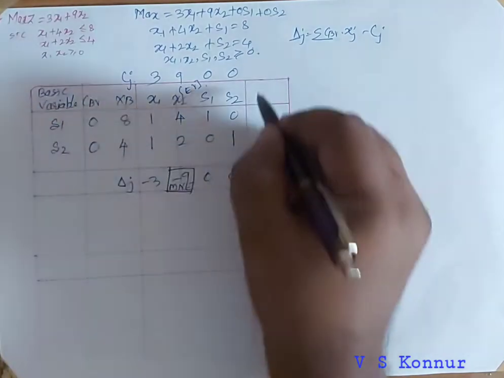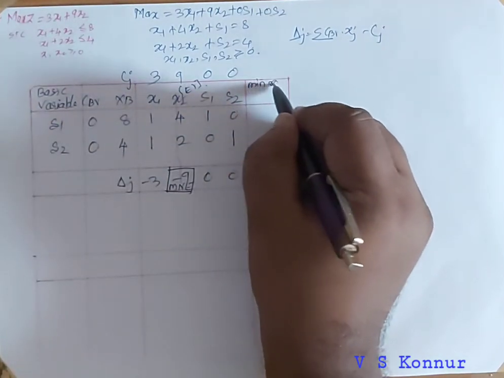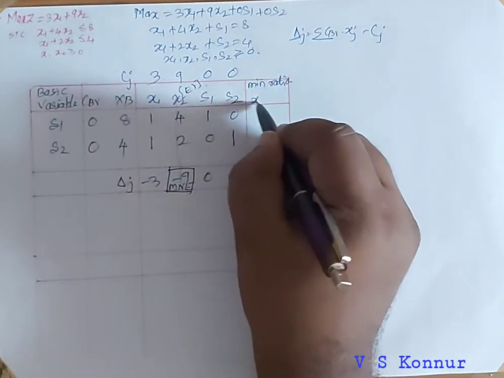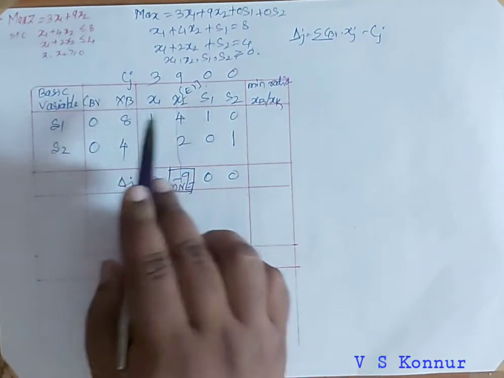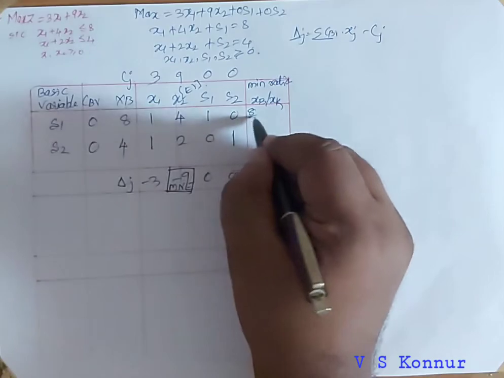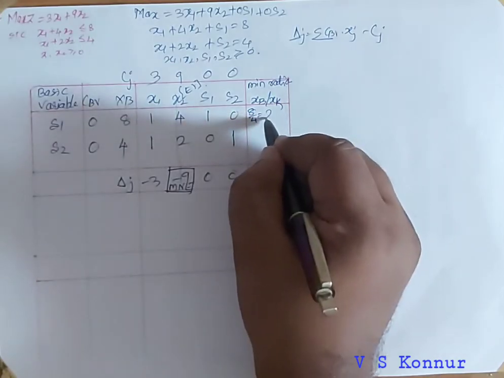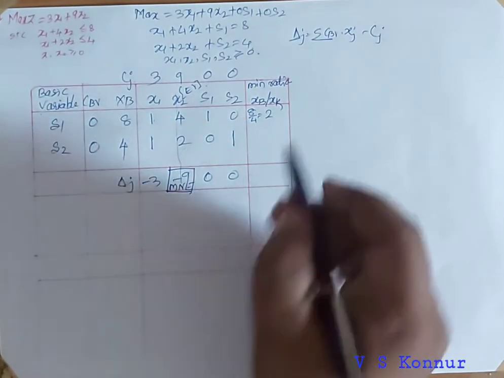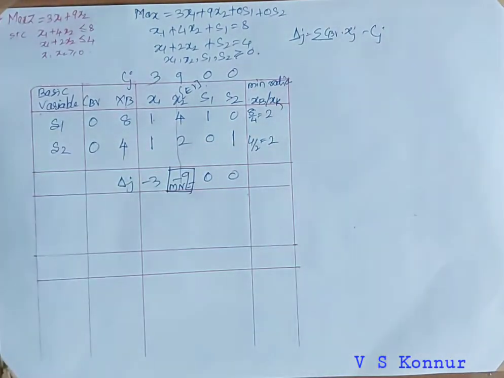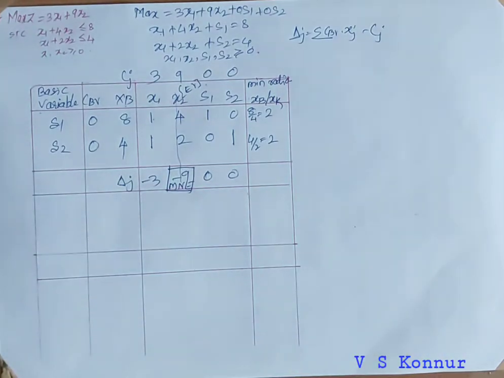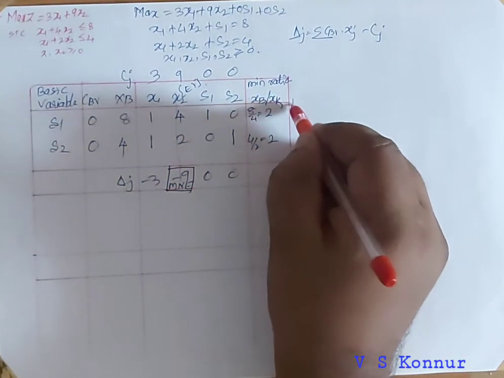Now you should calculate the minimum ratio, xb by xk. These are the xb, these are the xk. 8 by 4, that is equal to 2. 4 by 2, so that is equal to 2. Now there is a tie.